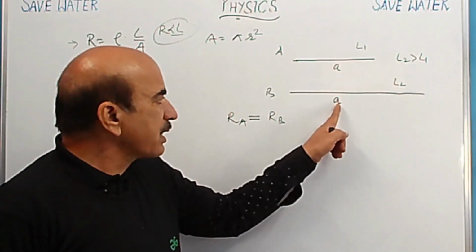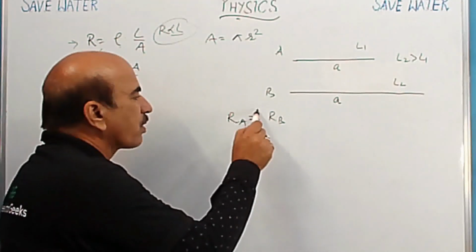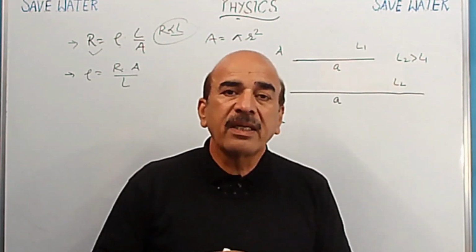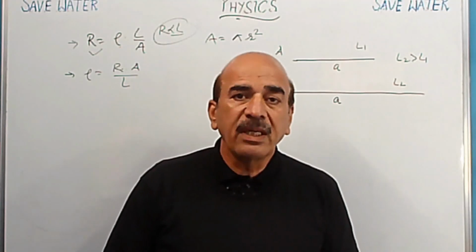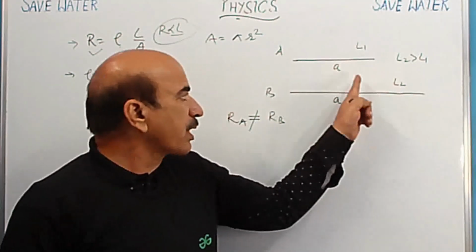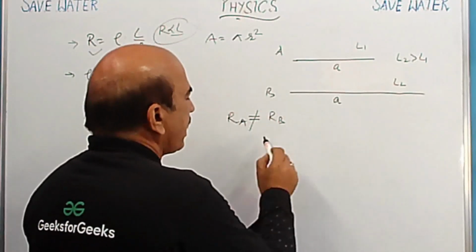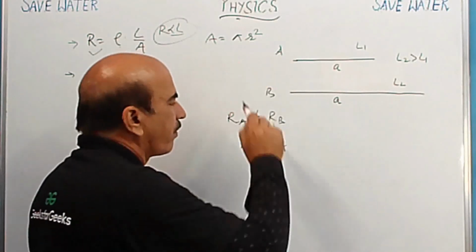Area of cross section is the same here. The length of both is different. So the resistance of both will be different. So this means the resistance of a conductor depends on the dimensions of the conductor or object. Its length is more, so its resistance will also be more. So resistance of B is more than resistance of A.